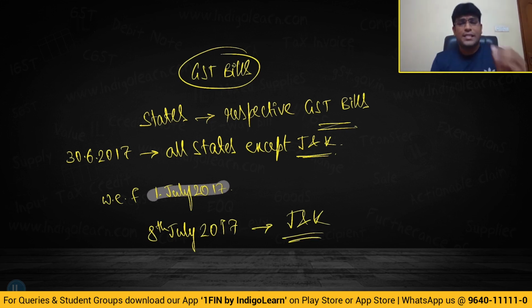In fact, when GST came into India, they put up the slogan One Nation, One Tax. But let me tell you that One Nation, One Tax was not successful as on 1st of July because it was applicable to the whole of India except Jammu and Kashmir. Jammu and Kashmir was made applicable on 8th of July. But on 8th of July, that slogan became successful. So in the exam, there is a possibility they might play a small point.